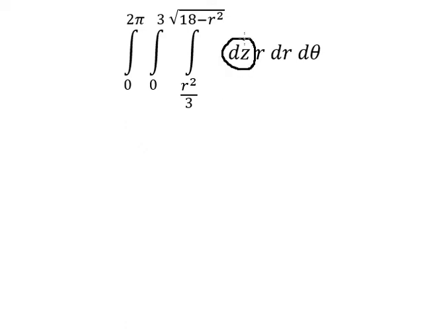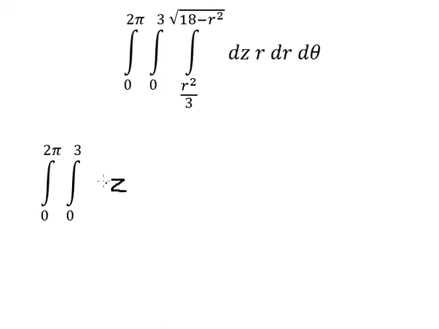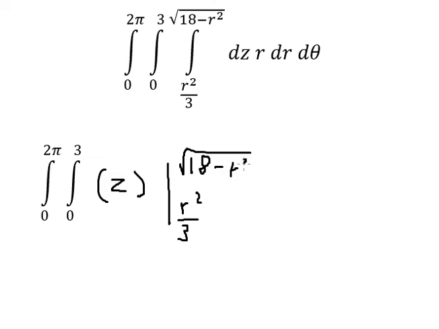We have the z. In here we don't have z. So for the integration of this one, we have z, and we put the bounds from r squared over 3 to the square root of 18 minus r squared. So I will put this one cone here and this one cone here.